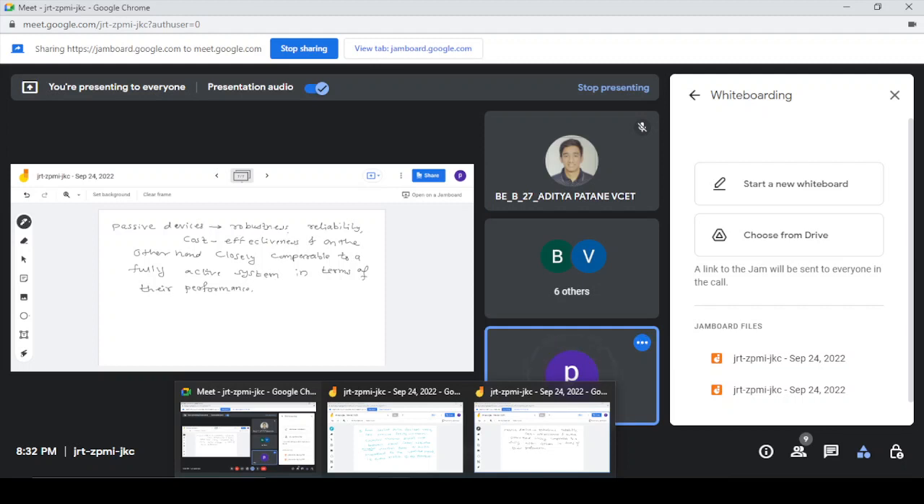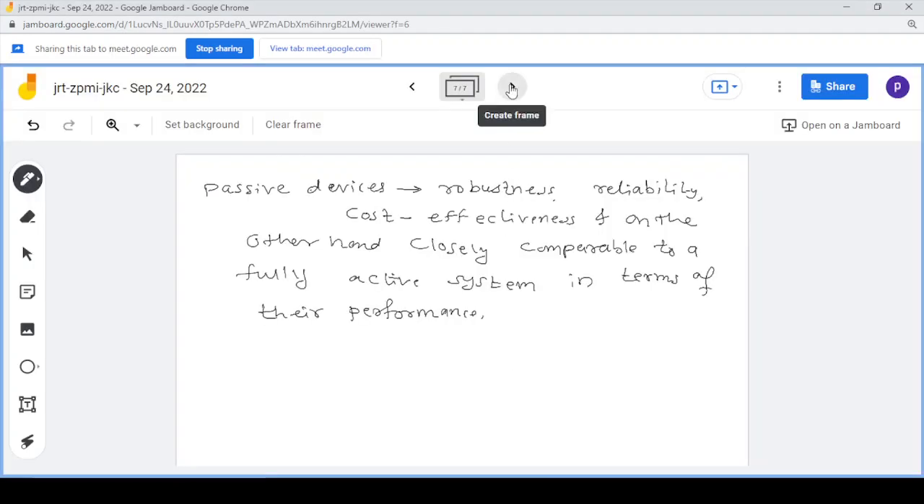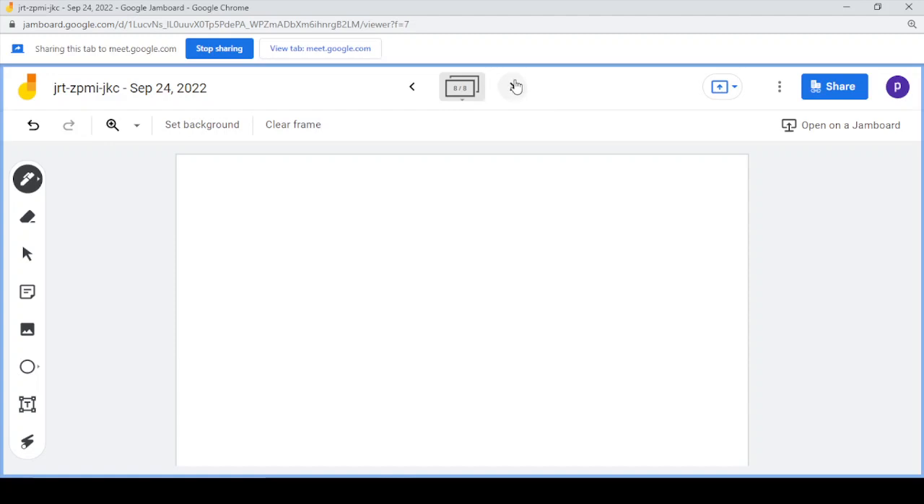Okay. So how do we classify the active vibration control strategies? Based on different parameters. Active vibration control is classified on the control strategy.